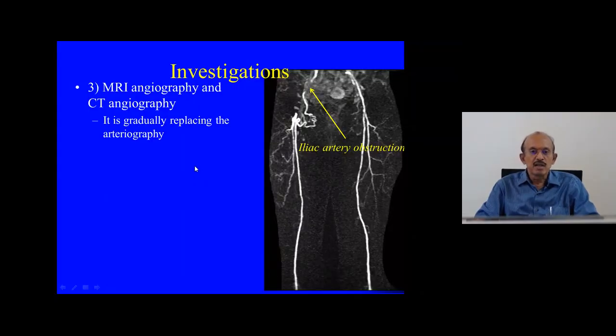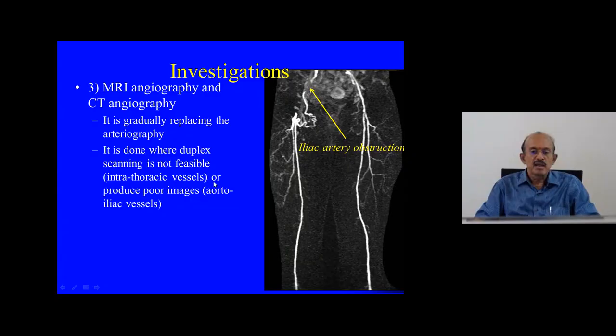It is gradually replacing the arteriography. It is done where duplex scanning is not feasible, for example, in the intrathoracic vessels, or where it produces poor images, for example in aortoiliac vessels. So duplex scanning is preferred. Why? Because it is easily available. It can be done by any sonologist. And it is cheap. But MRI angiogram or CT angiogram, they are very costly and they are available at only a few centers.